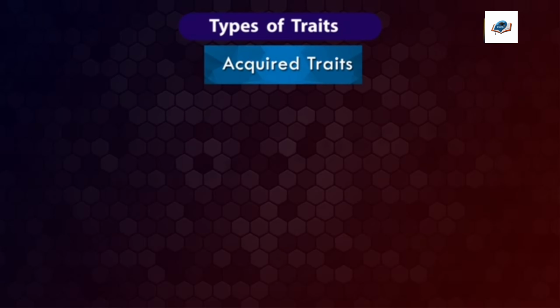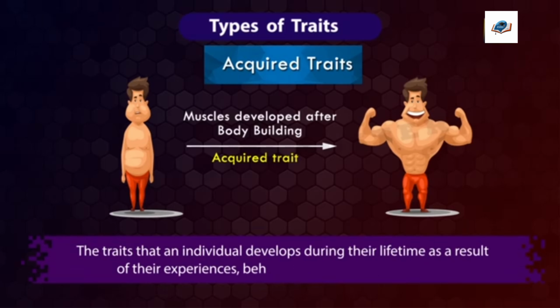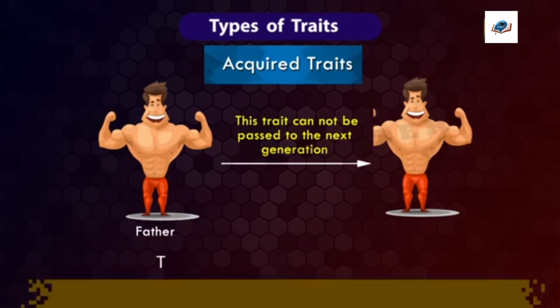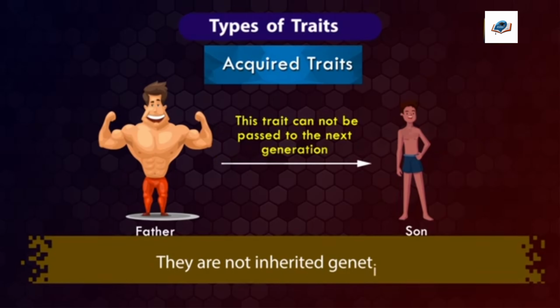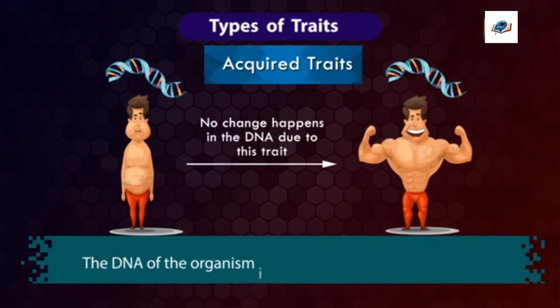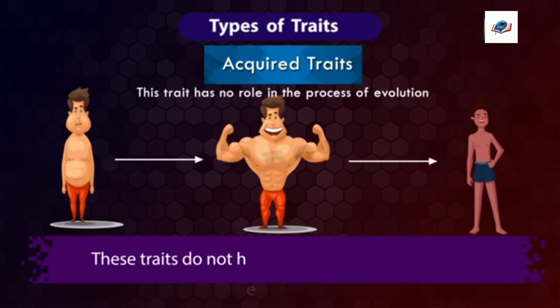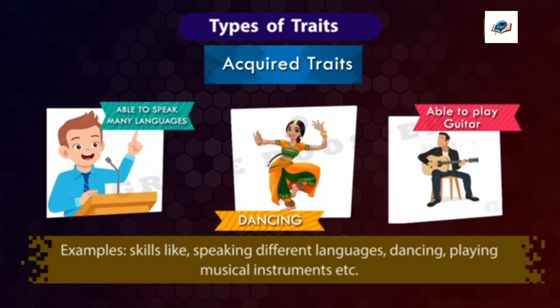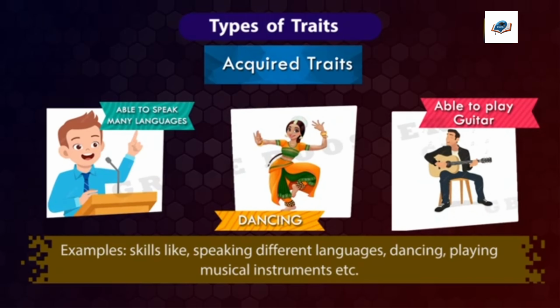Acquired traits. Acquired traits are the traits that an individual develops during their lifetime as a result of their experiences, behavior, or environmental factors. They are not inherited genetically. The DNA of an organism is unchanged due to these traits. These traits do not help in the process of evolution. Examples: skills like speaking different languages, dancing, playing musical instruments, etc.